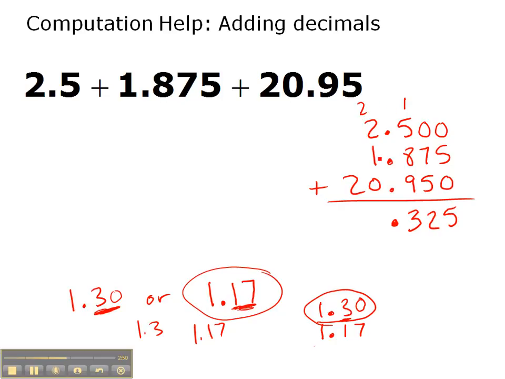2 plus 2 is 4, plus 1 is 5, plus 0 is 5. And then the 2 tens comes down here because we have 0 tens in either of these first two numbers. And our sum is 25.325, or 25 and 325 thousandths.